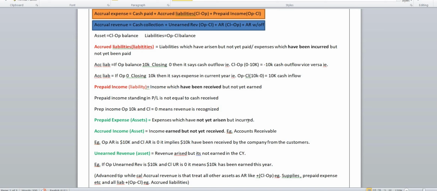Let us go deeper. When a company pays for expenses in advance, such as insurance premium, rent, or supplies, it creates an asset on the balance sheet called prepaid expenses. Prepaid expenses represent future economic benefit that a company will receive as the expense is consumed or utilized over time. Therefore, prepaid expenses are assets because they represent resources that the company has already paid for and will benefit from in the future.